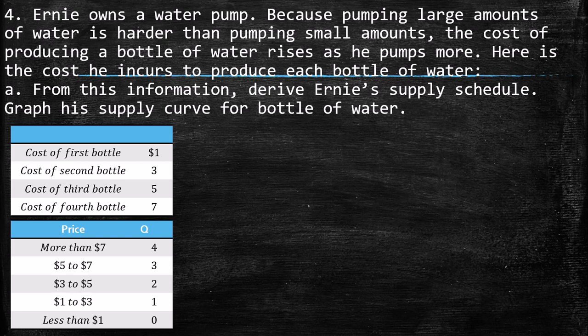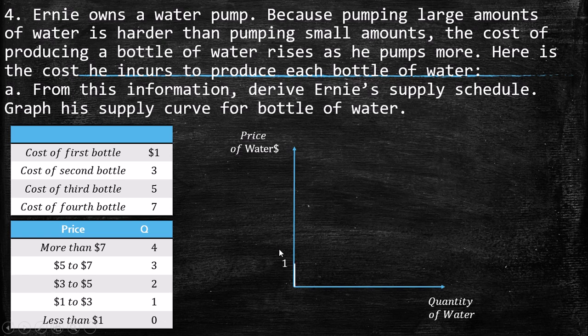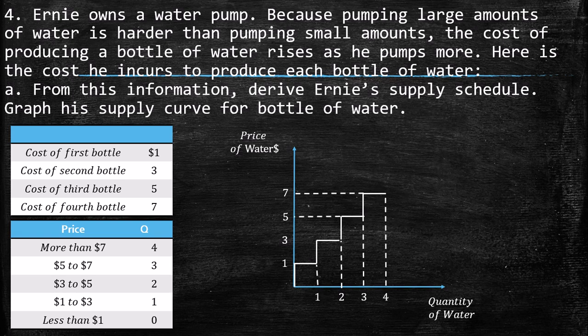So here we have the price of water on the y-axis and the quantity of water on the x-axis. When the price is less than 1, he will produce 0 bottles of water. But when the price is exactly equal to 1, he produces 1. When the price is 3, he will produce 2. When the price is 5, he will produce 3. When the price is 7, he will produce 4. And when the price is higher than 7, he will still produce 4.